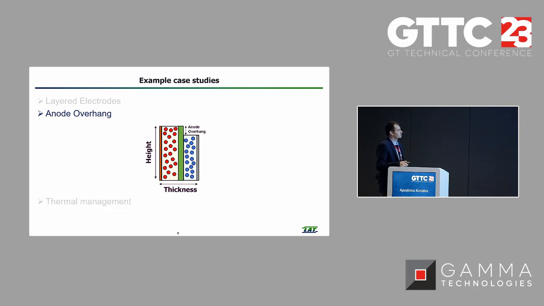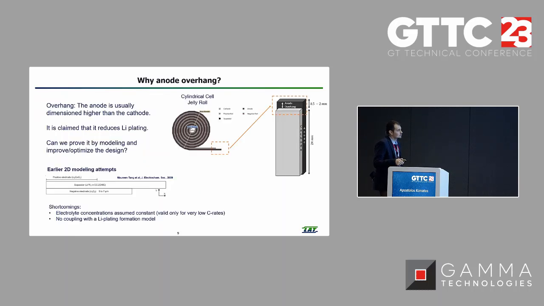Now let's move on to the second example case that we studied, which is related to the anode overhang. What is anode overhang? Anode overhang is the fact that the anode is usually dimensioned larger than the cathode, and this is present in every cell type, like we can see here for a cylindrical cell. This overhang is claimed to reduce lithium plating, so we would like to prove it by modeling, and even better, try to optimize the design.